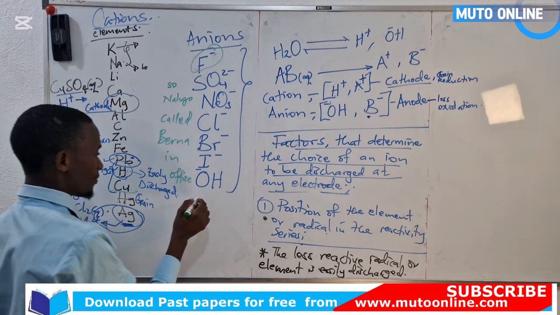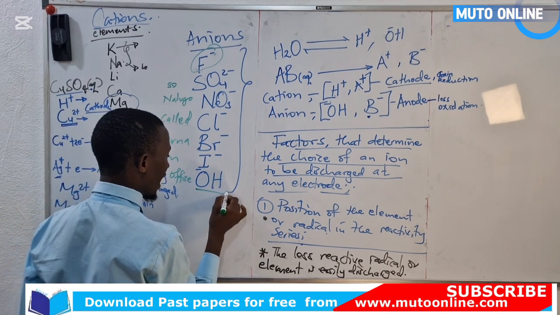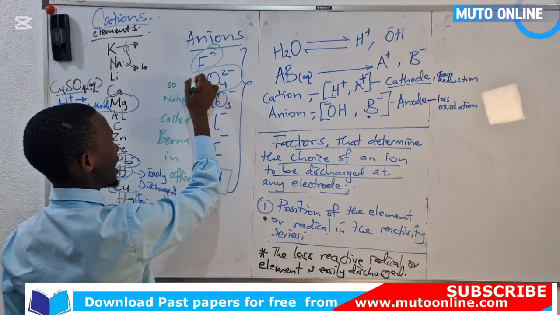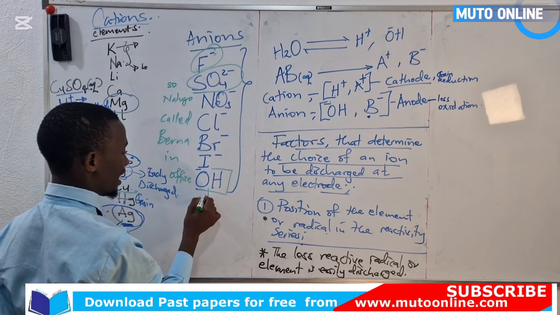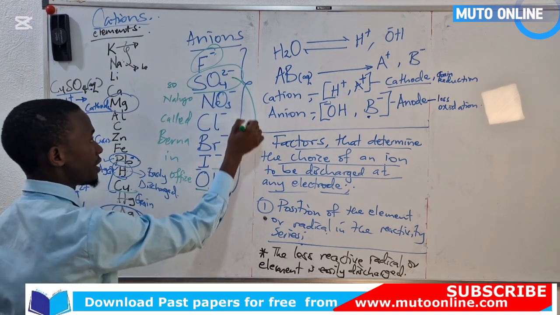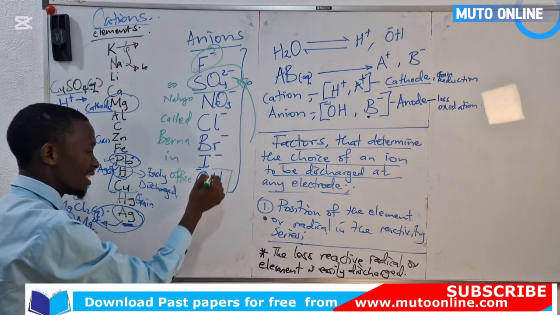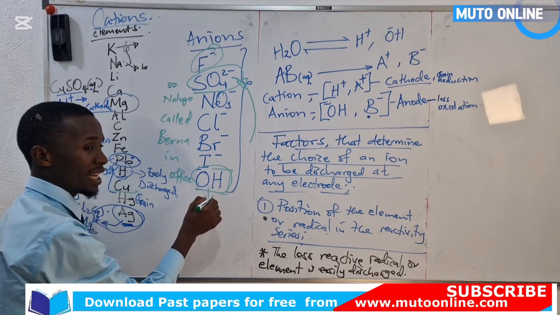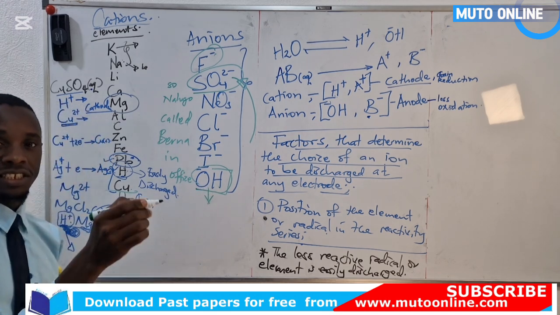So meaning that if we have an electrolyte with hydroxide ions and sulfate ions, the hydroxide ions will easily be discharged in preference to the sulfate ions. Why? The hydroxide ions are less reactive, meaning that they are easily discharged.